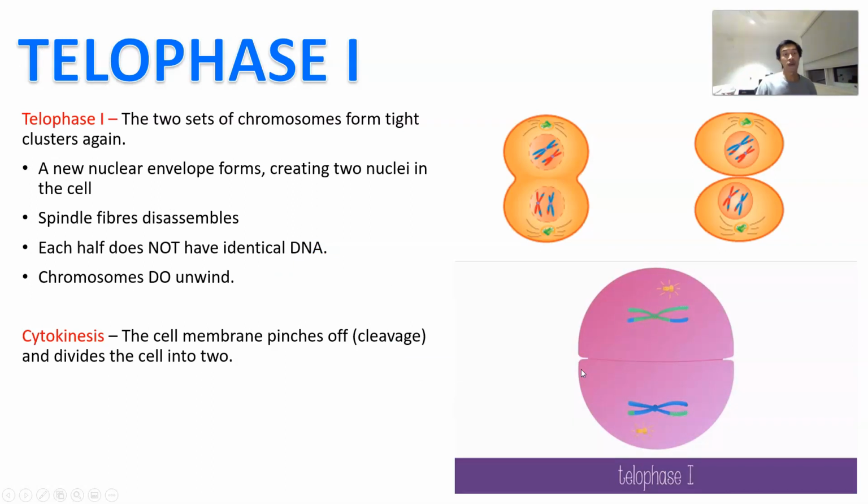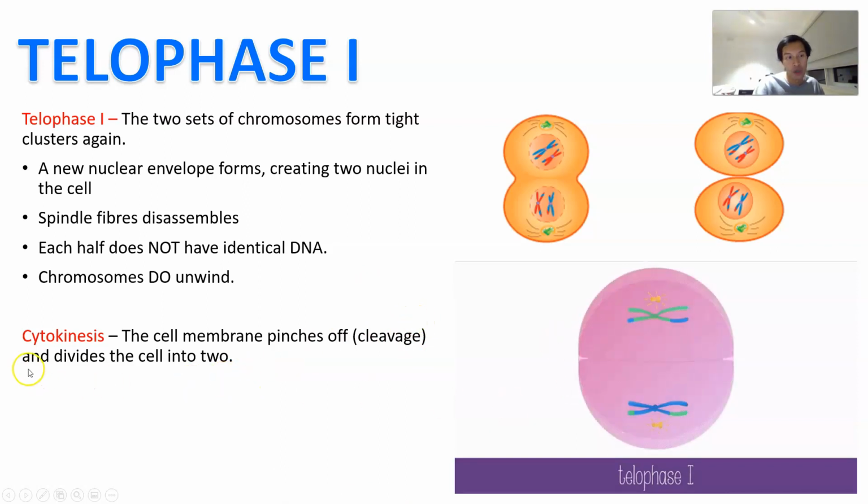And then you get to telophase 1, where the two sets are now going to form tight clusters again. A new nuclear envelope is going to form, creating two new nuclei within the cell. Your spindle fiber is going to disassemble. Remember that each half no longer has identical DNA, which is the purpose of it, and the chromosomes are going to unwind and become chromatin again, so that cytokinesis can occur. The cell membrane is going to pinch off through cleavage and divide the cell back into two.